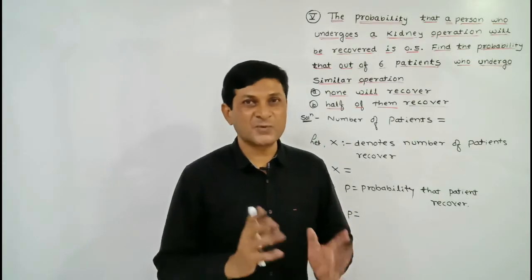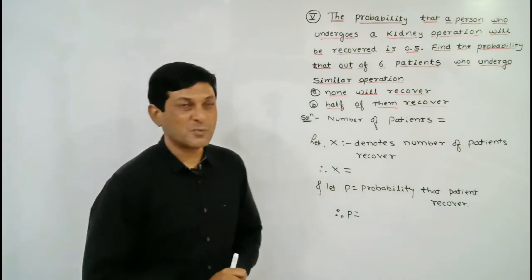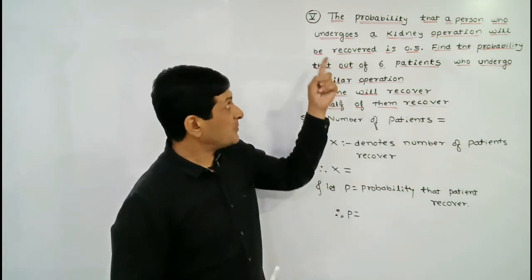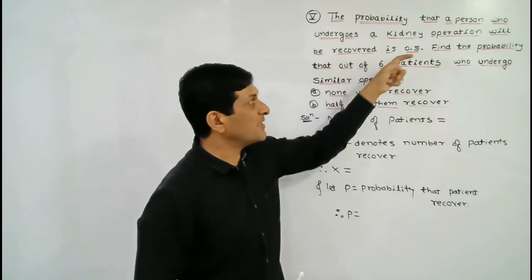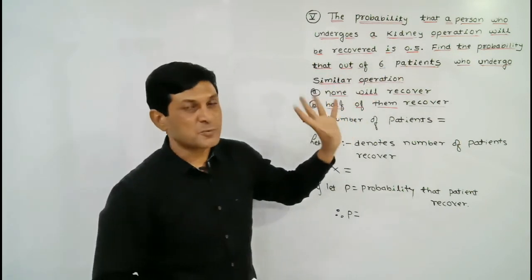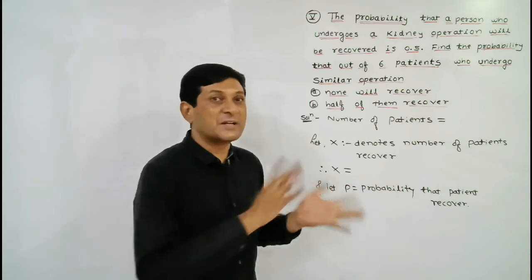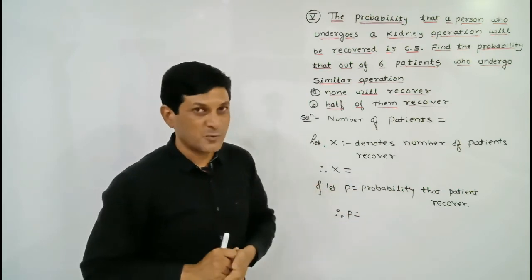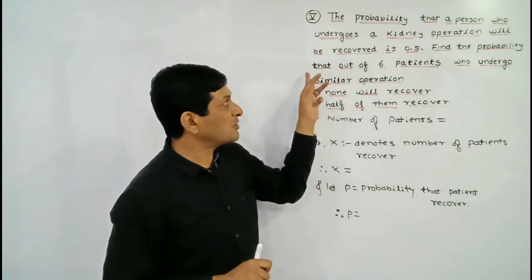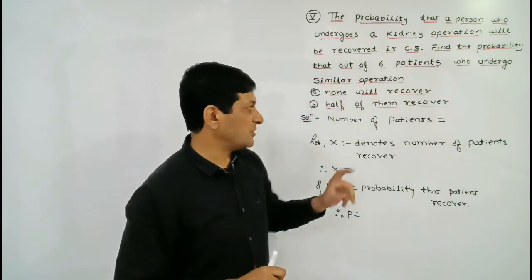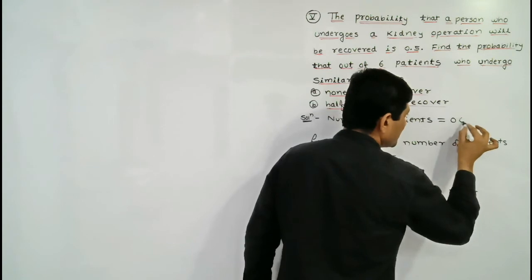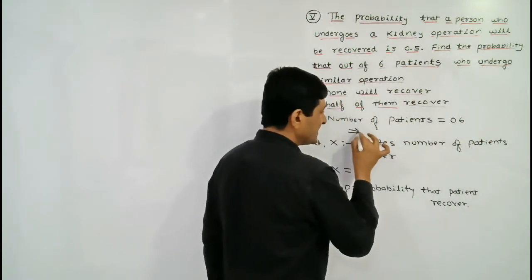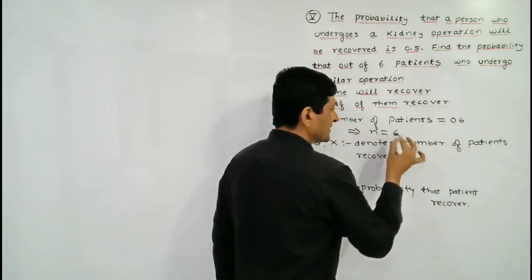Now see the last question from this question bank, question number 5. The probability that a person who undergoes a kidney operation will recover is 0.5. Means the probability that a patient will recover is given to us as 0.5, and we have to find the probability that out of 6 patients, means total number of patients are 6. So here the first given condition is 6 patients are there, which implies that n will be equal to 6, isn't it?